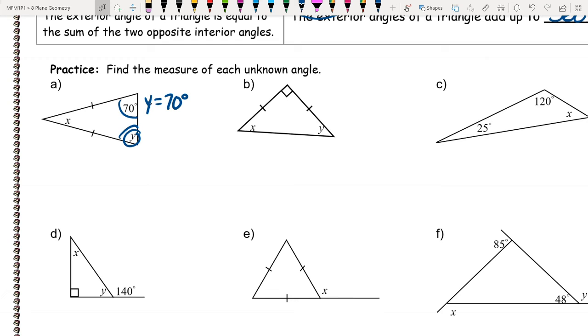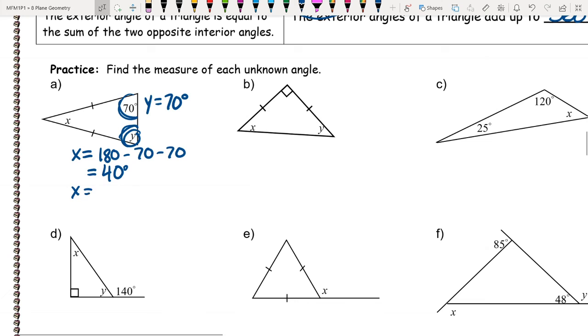What else do I know about triangles? I know that they have a sum. The sum of the interior angles is 180. And therefore, to find x, I can just do 180, subtract 70, and I will find the value for x. The sum of the interior angles is 180. I know this angle is 70. I know this angle is 70. So I can just simply subtract both those angles, and I get my answer, which is 40 degrees.